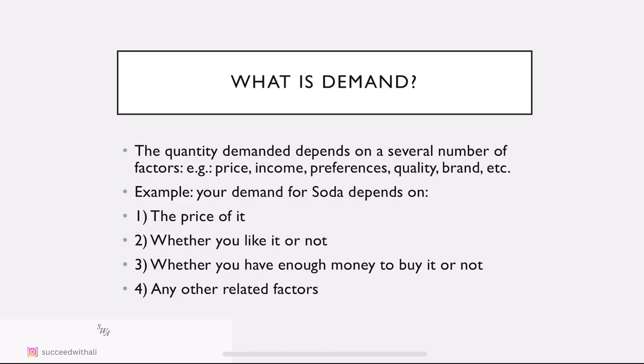The quantity demanded depends on a number of factors. For example, price, income, preferences, quality, brand, etc. For example, your demand for soda depends on the price of the soda, whether you like the soda or not, whether you have enough money to buy the soda or not, and any other related factors.